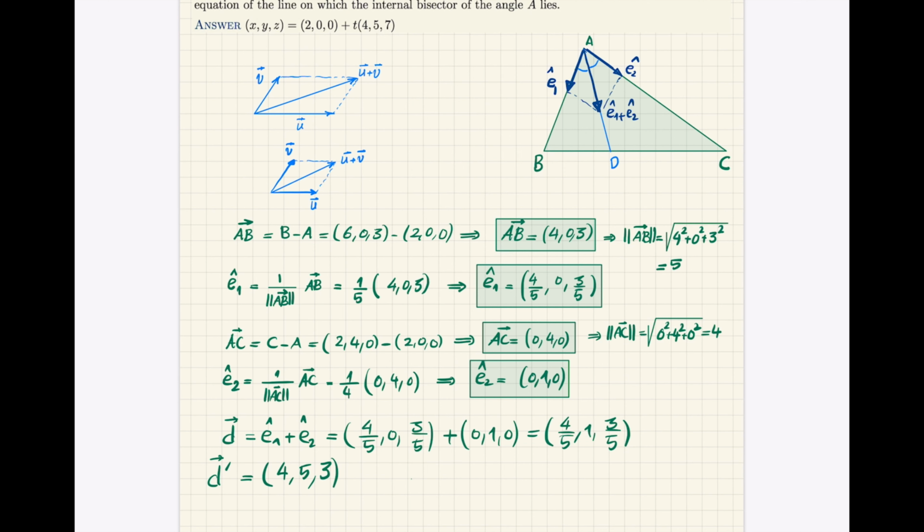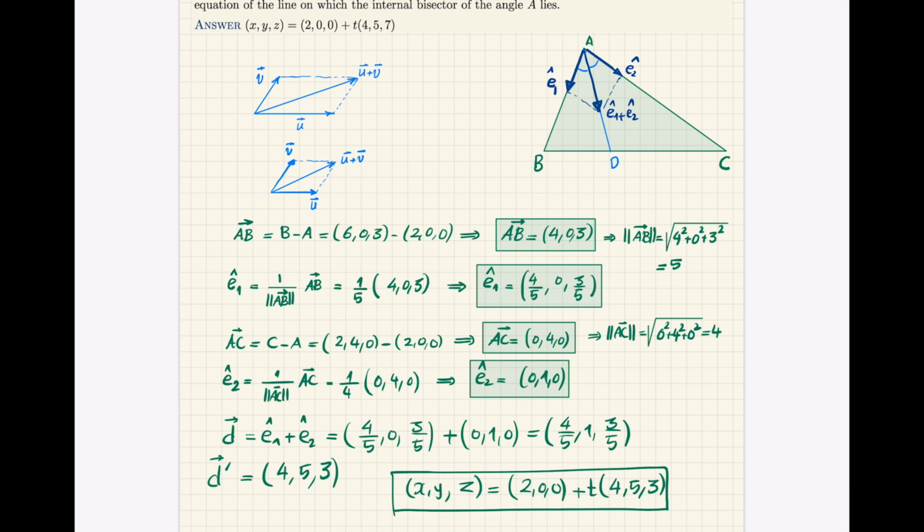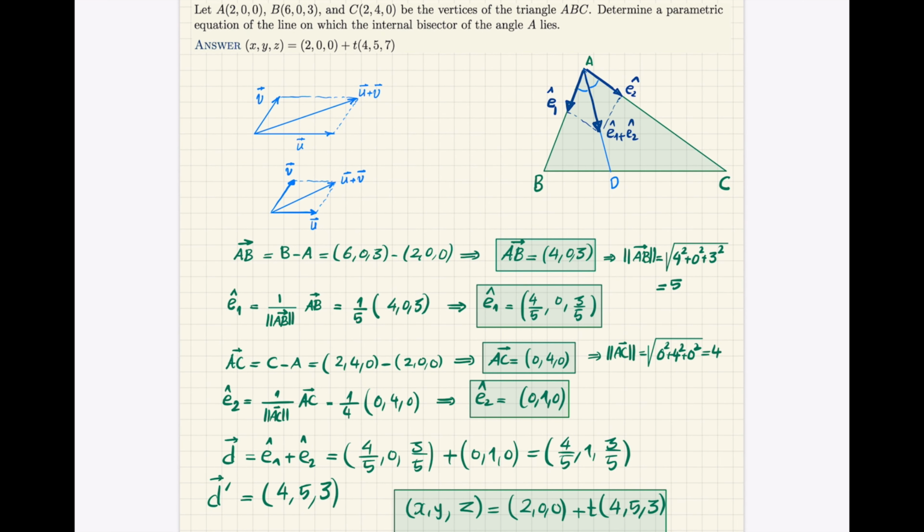So what happens is this. I have x, y, and z equal to 2, 0, and 0. These are the coordinates of the point A, and then I will write it as plus my parameter multiplied by 4, 5, and 3. So this is the correct answer. Sorry, I made a mistake when I calculated this before. So this should be 4, 5, and 3, not 7.